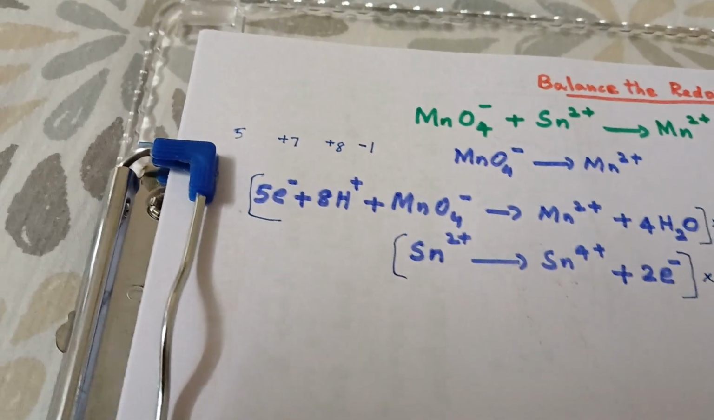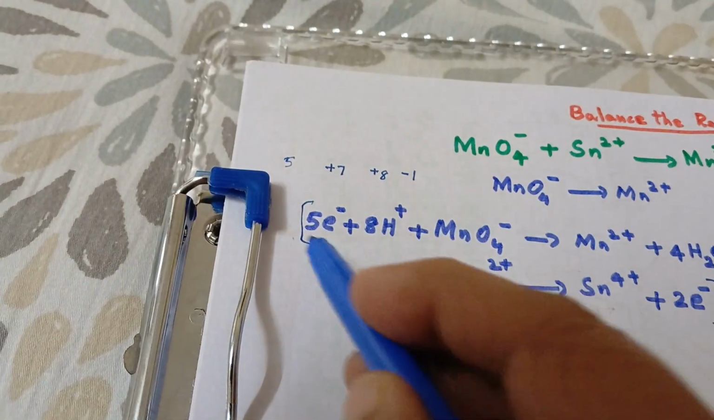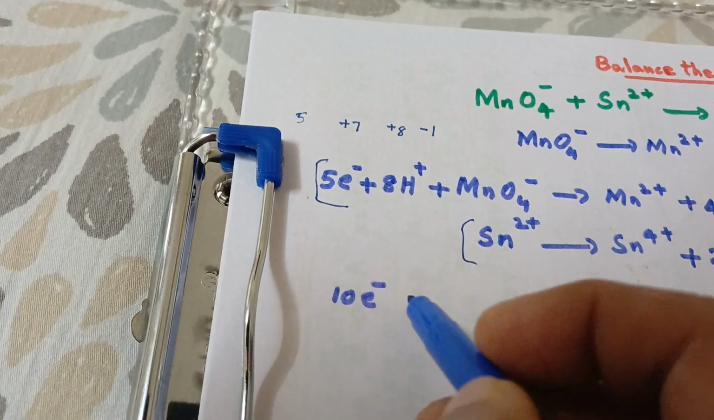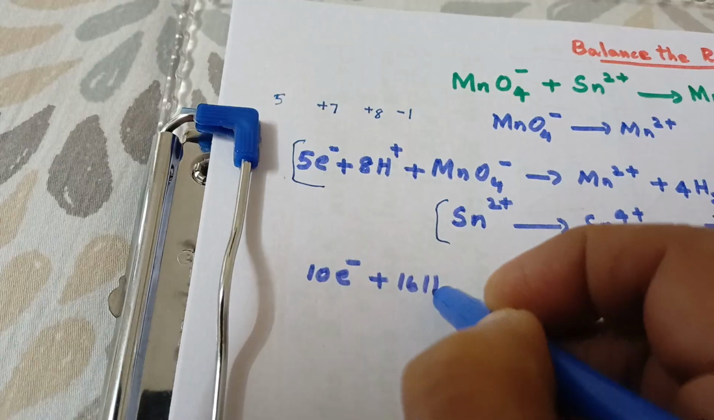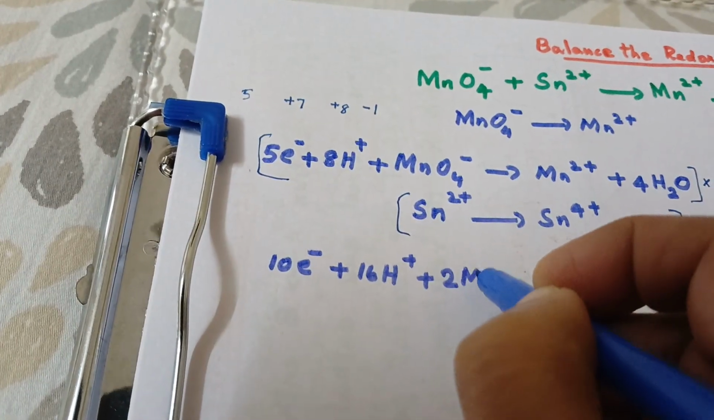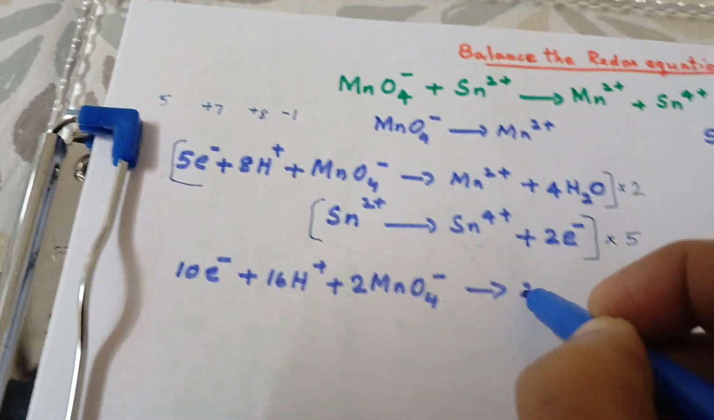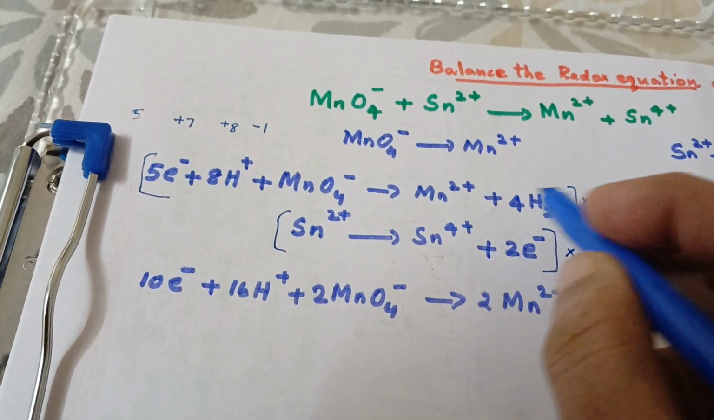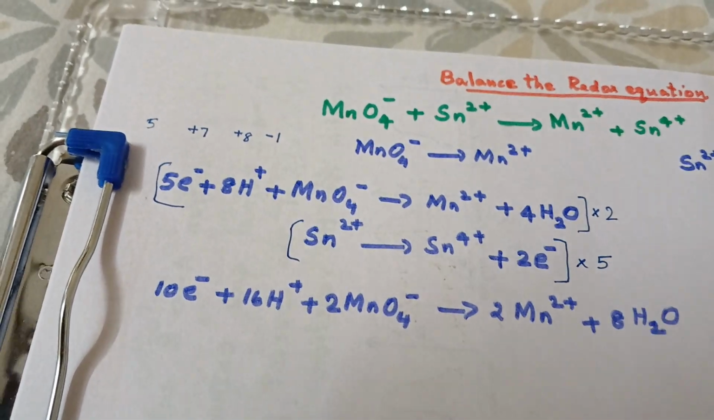Multiplying and writing the equations, we can get 2 into 5, 10 electrons, plus 2 into 8, 16 H plus, plus 2 MnO4 minus, giving 2 Mn2 plus, plus 4 into 2, 8 H2O. That is the first equation.